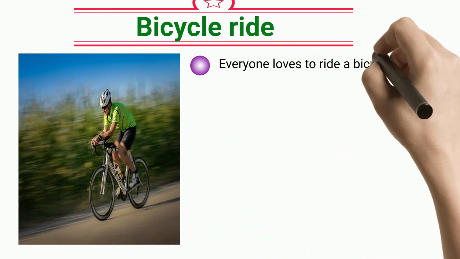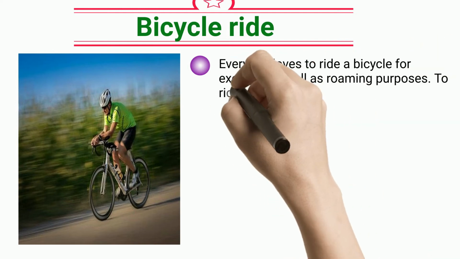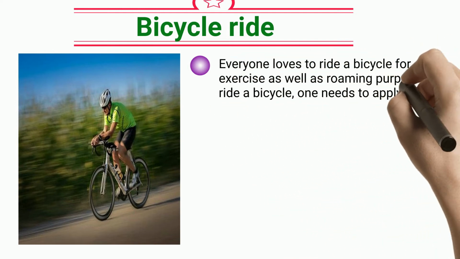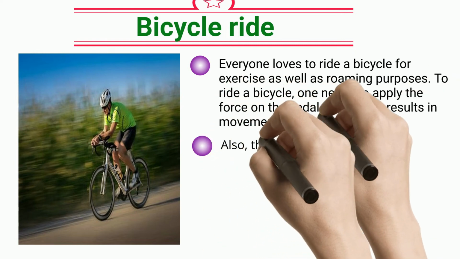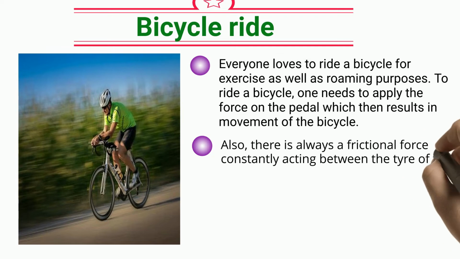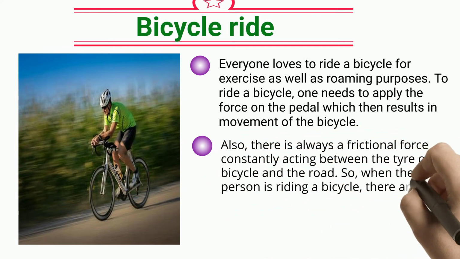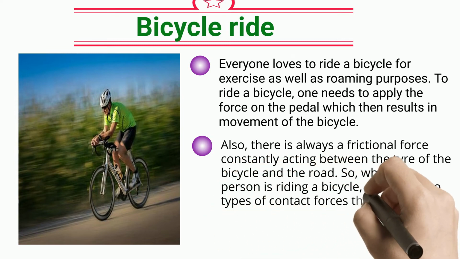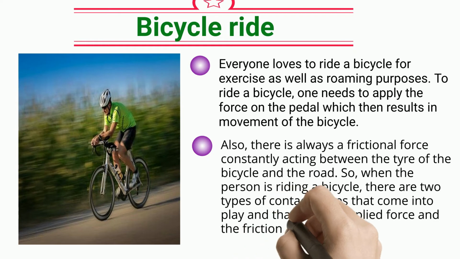Bicycle ride. Everyone loves to ride a bicycle for exercise as well as roaming purposes. To ride a bicycle, one needs to apply force on the pedal, which then results in movement of the bicycle. Also, there is always a frictional force constantly acting between the tire of the bicycle and the road. So, when the person is riding a bicycle, there are two types of contact forces that come into play, and those are the applied force and the friction force.